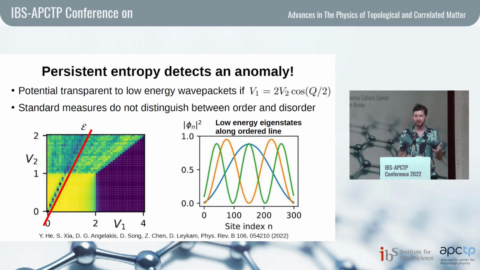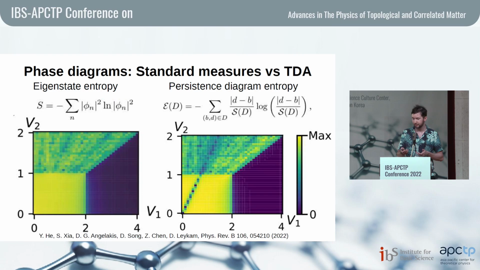Since the disorder disappears and we get these highly ordered looking eigenstates, this order is captured by the low entropy of the persistence diagram along this line. This feature is, however, missed by the eigenstate entropy, which is only measuring the distribution of your eigenstate amplitudes and is insensitive to the finer structure, to the finer shape of the eigenstates.